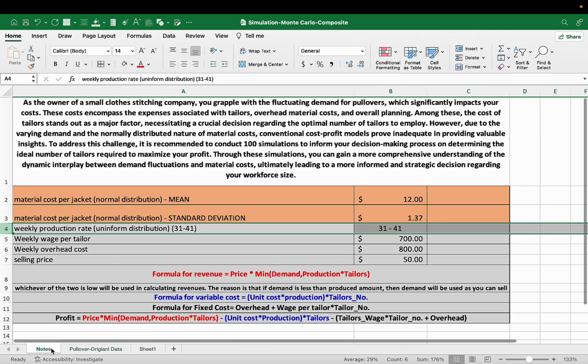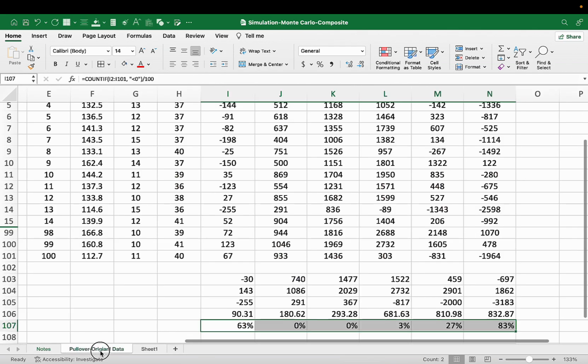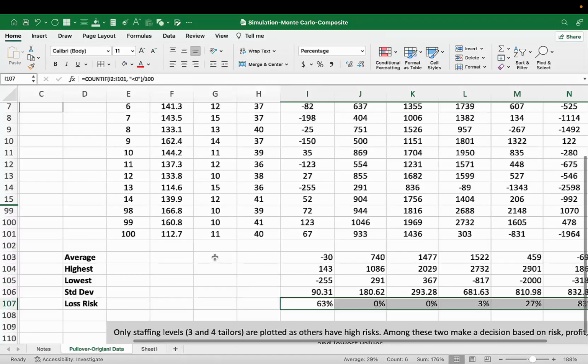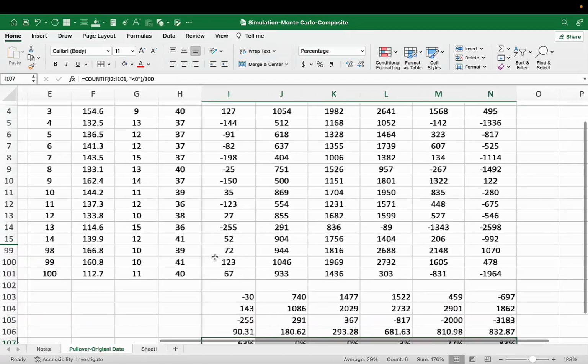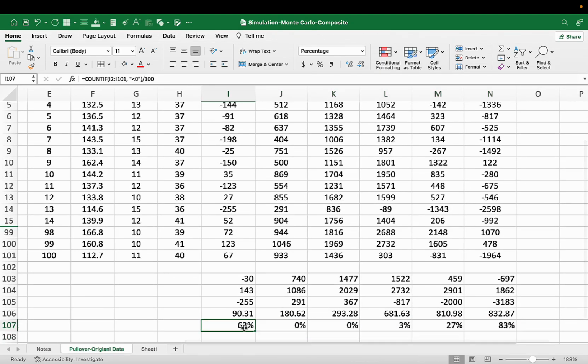And now we have to make a decision, and decision making would be quite easy here. For example, you can see here that in case of tailor 1, risk is 63%. Do you want to proceed in a venture that has 63% risk? No. So this is ruled out. It's out. No way. What about this one? 83% risk. Do you want to proceed with this much risk? No. Out. What about 27? Still too high? No. Out.